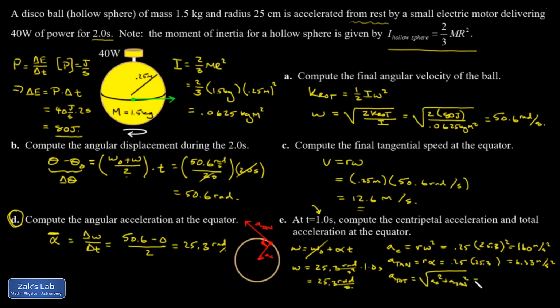This will be dominated by the larger term because the centripetal acceleration is so much bigger. I get the square root of 160 squared plus 6.33 squared, and it comes out to actually 160.1 meters per second squared. So the addition of that little tangential acceleration component only changed it by 0.1 compared to the centripetal, just because the centripetal was so large.